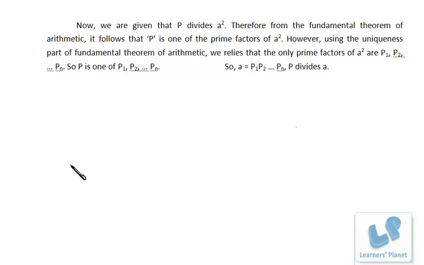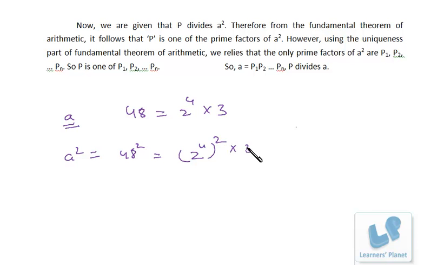Now I take an example to elaborate this, as we are discussing 48. So 48 is 2 raised to 4 into 3. Now suppose this is a. Now a square will be what? It's 48 square, that is (2 raised to 4 into 3) whole square. So we can say it's 2 raised to 4 whole square into 3 square. So that is 2 raised to 8 into 3 square.